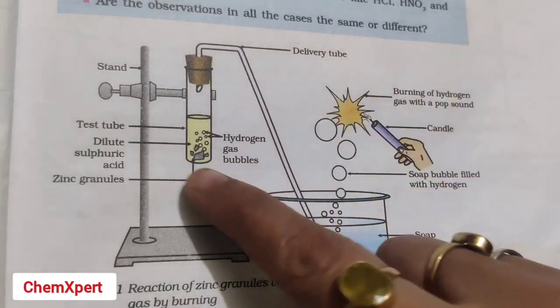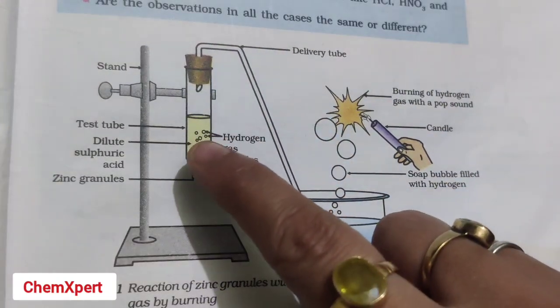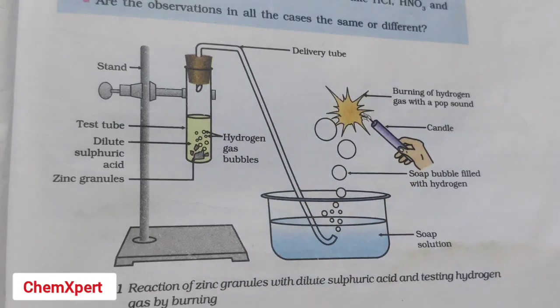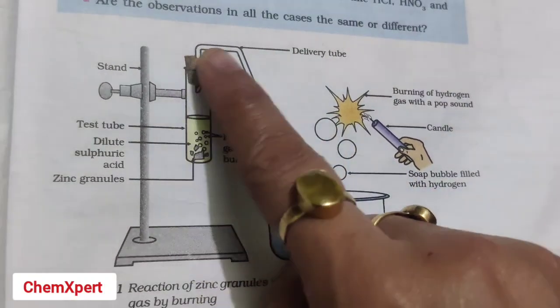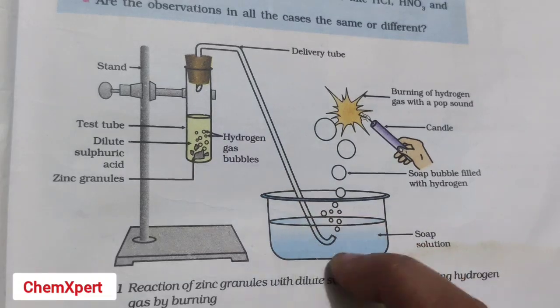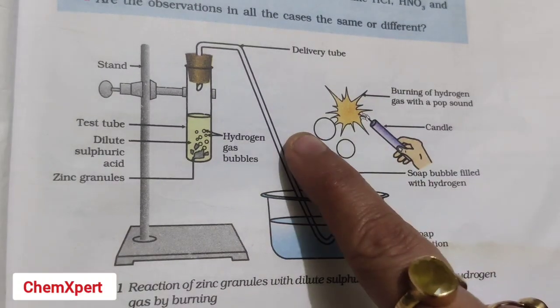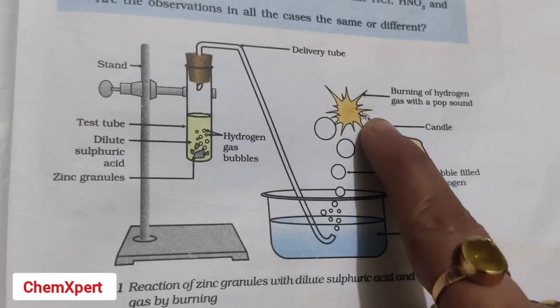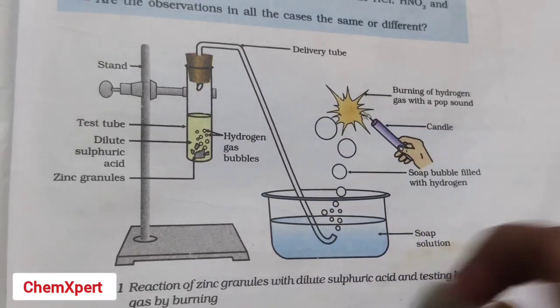This is the diagram here. In the acid we have added a metal. So this is an example. When in acid we have added the metal, it produces hydrogen gas, which when passed through a soap solution forms a bubble where hydrogen gas is trapped, and if we bring a burning splinter near it, it bursts with a pop sound.